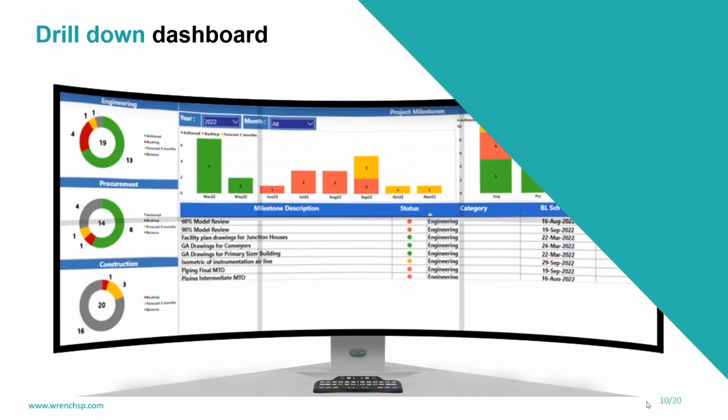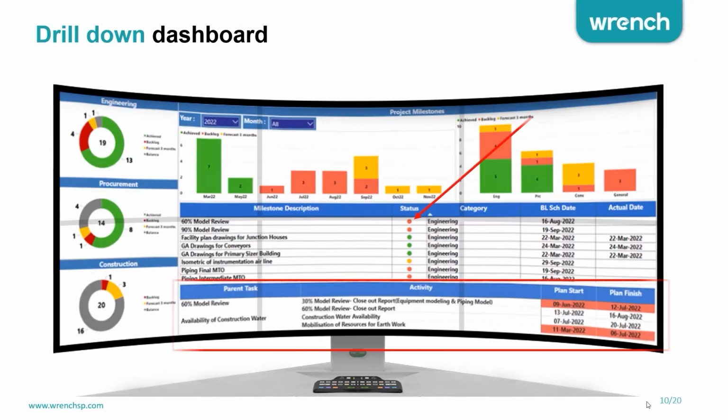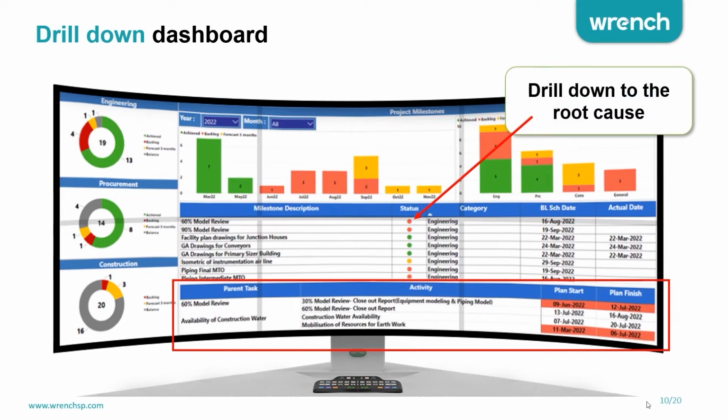Now, from this information, you can drill down to specific milestones which are not going okay, which means you essentially see, okay, this particular milestone is delayed, and what is the cause of the delay. You can go down to the last level of detail.